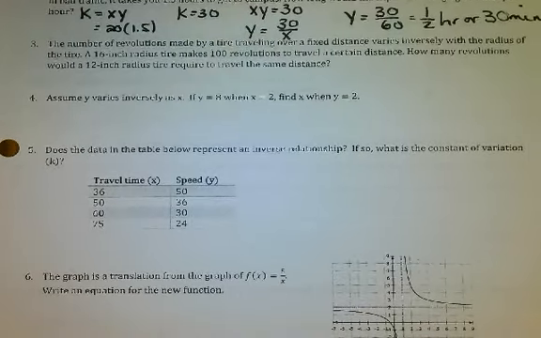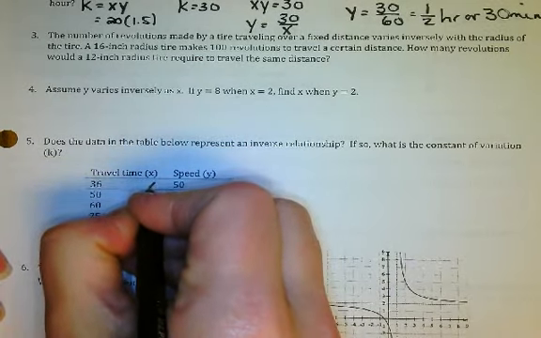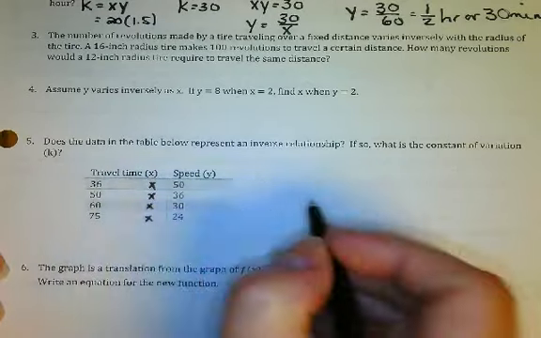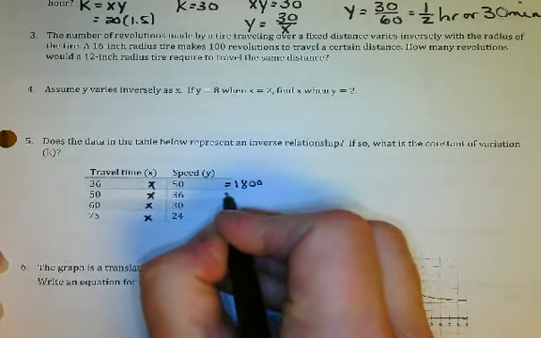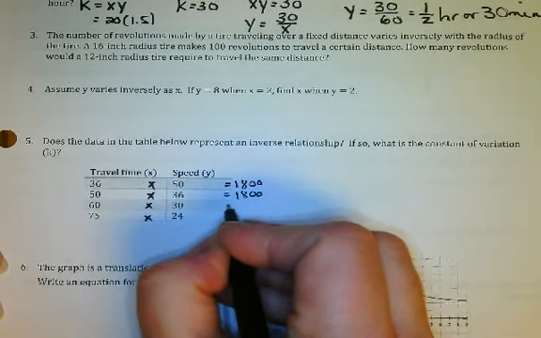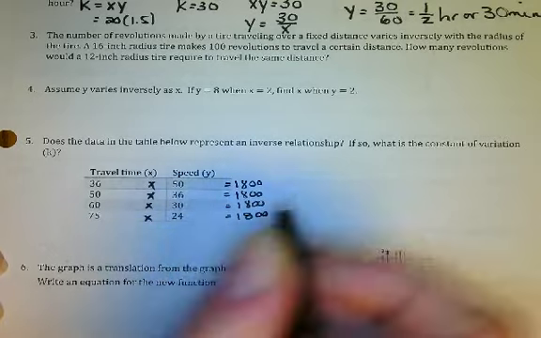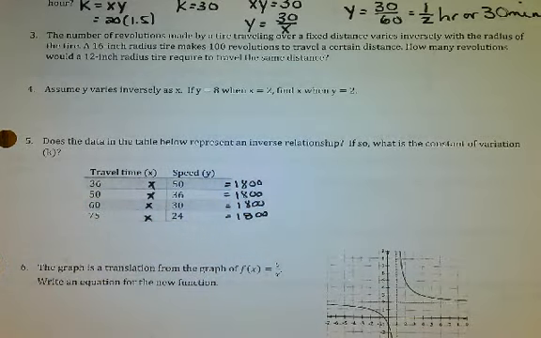Okay, on number 5, does the data in the table below represent an inverse relationship? Well, I can tell that it's going to be an inverse relationship because when I multiply every single one of these, it's always going to equal 1,800. And I can also tell that as this is going up, this is going down. So that's another way to tell if it's an inverse relationship.